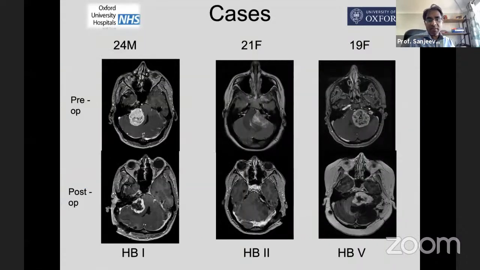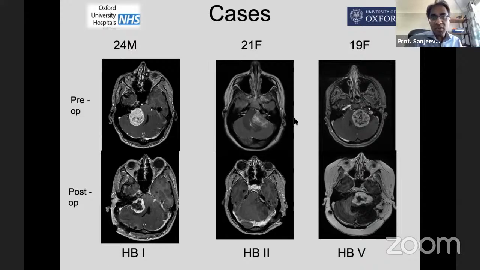This is just a selection of some of the cases over the years that we've had, with some unfortunately with very, very poor results. The main case I'm going to talk about is this 24-year-old. You can see they're all very young: a 24-year-old gentleman, a 21-year-old lady, a 19-year-old lady. They all have large tumors. This one is about 4.5 centimeters, even slightly larger than that. They're all large and extremely vascular.